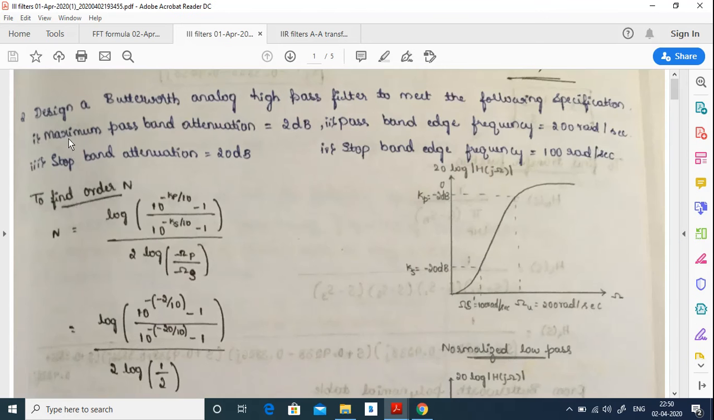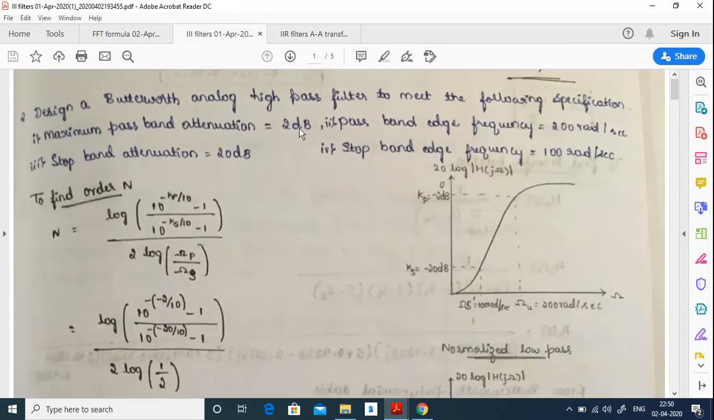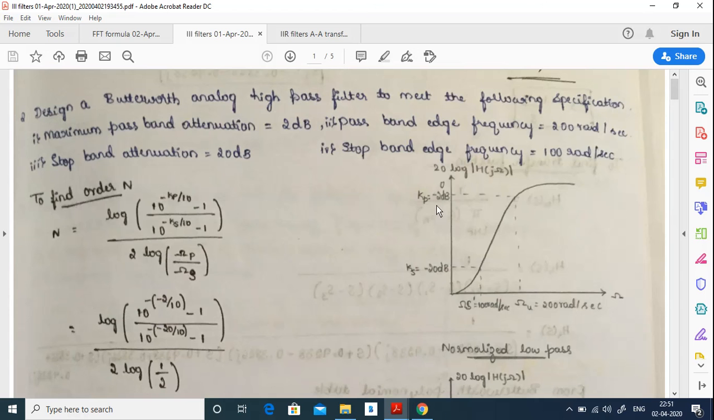They have given maximum passband attenuation, which is nothing but Kp. This value is how much? It is 2 dB. Remember, I told you, even though they don't give you the value in terms of minus sign, you should treat it as minus only, because the y-axis represents minus 20 log magnitude H of j omega. Obviously, you will get a negative term. So Kp is equal to minus 2 dB.